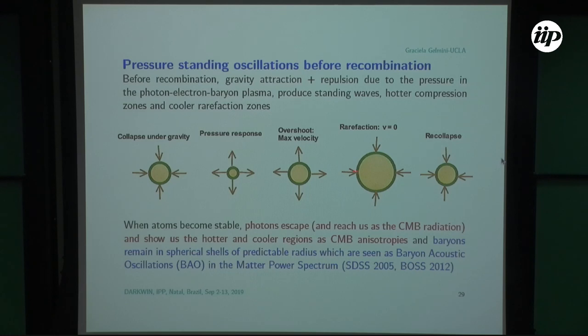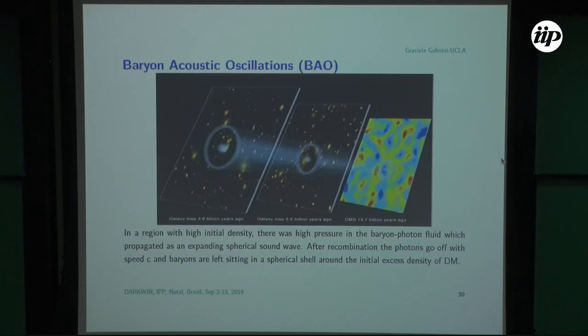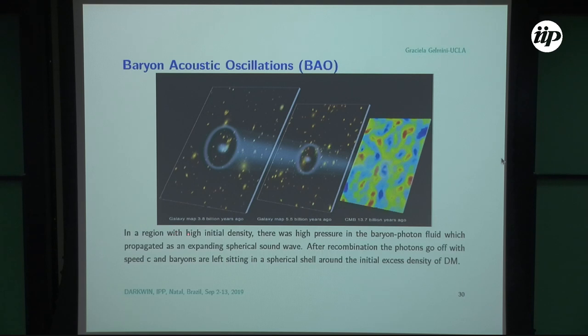Also, the baryons remain in spherical shells of predictable radius, which are seen as baryon acoustic oscillations in the matter power spectrum. This has been observed the first time in 2005, and then with higher precision since 2012. So in regions with a high initial density, where there was a high pressure in the baryon-photon fluid, there was a propagating, expanding spherical sound wave.